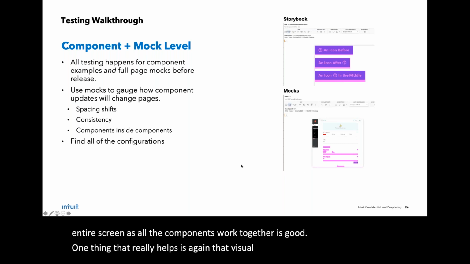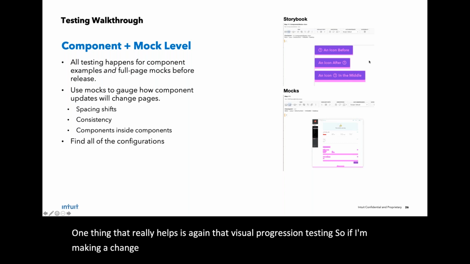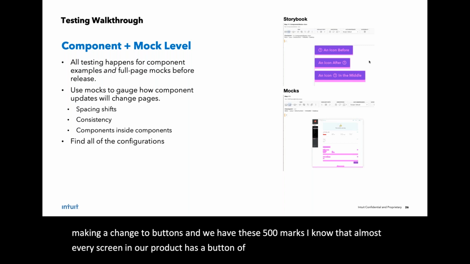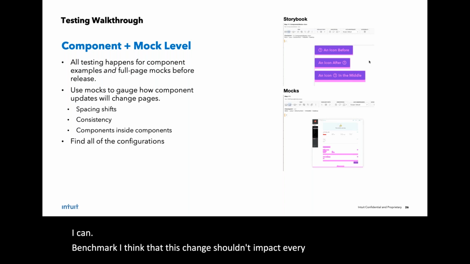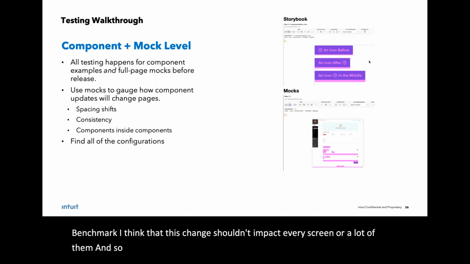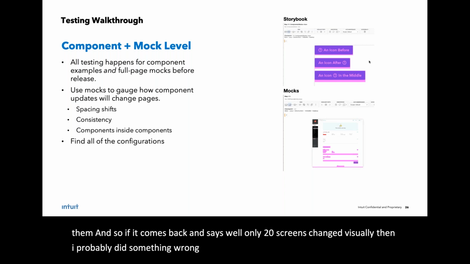But one thing that really helps is, again, that visual regression testing. So if I'm making a change to buttons and we have these 500 mocks, I know that almost every screen in our product has a button of some sort. And so if I run a visual change against that, I can benchmark. I think that this change shouldn't impact every screen or a lot of them. And so if it comes back and says, well, only 20 screens changed visually, then I probably did something wrong. That's not reflecting what I expect.